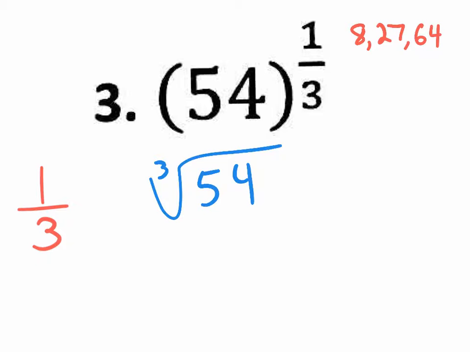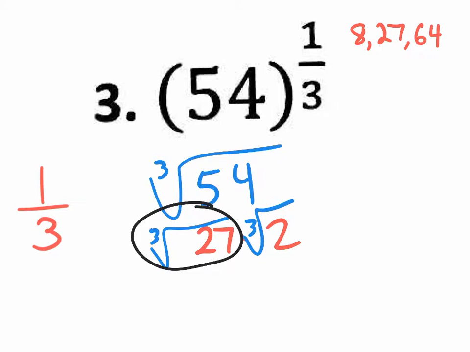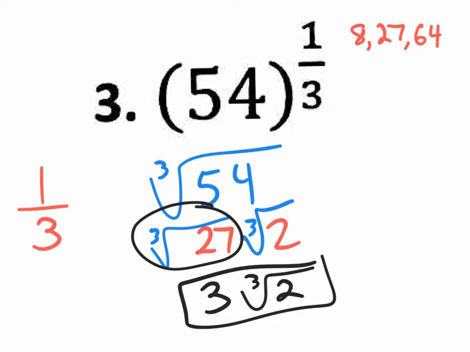Now, 27. But 27, I could rewrite 54 to become 27 times 2. So let's do that. Let's go 27 times 2. That way when we split the third root, we could actually do the first one here. The third root of 27, what is that? 3. And how about the third root of 2? Stays the same. So that's your answer for number 3.